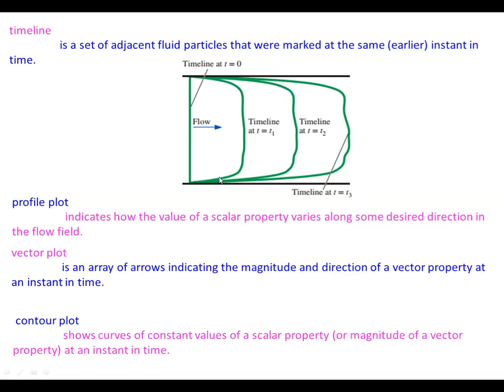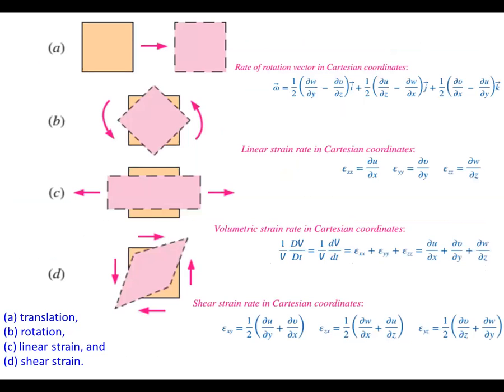If you are placing that point, you can get a timeline. The profile plot indicates how the value of a scalar property varies along some desired direction in the flow field. The vector plot is an array of arrows indicating the magnitude and direction of a vector property at an instant in time. The contour plot shows curves of constant values of a scalar property at an instant in time.